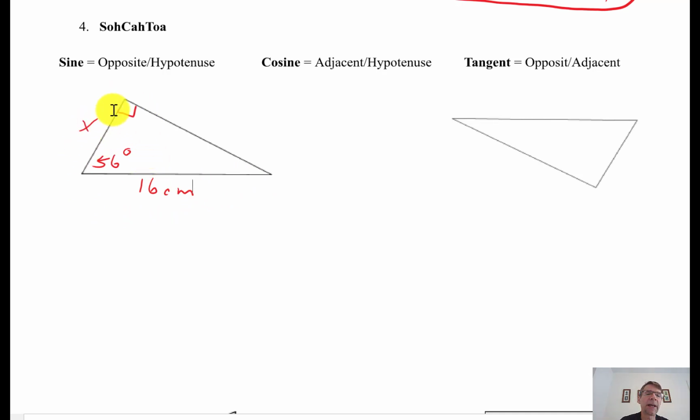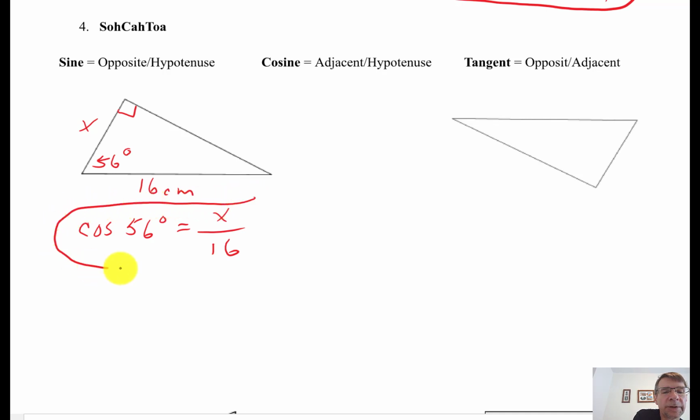This side right here, the x, is adjacent to the 56 degrees. So I'm looking at the length of the adjacent leg and the hypotenuse. That involves cosine. I'm going to use cosine in this problem, because the leg next to the 56 is adjacent to the 56. So I'm going to say cosine of 56 degrees equals the x, the adjacent leg, divided by the length of the hypotenuse. I want to see that written out.